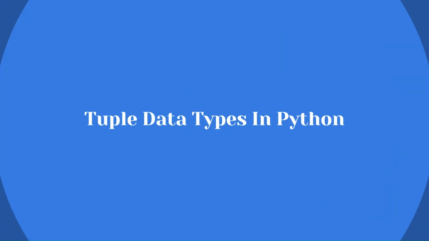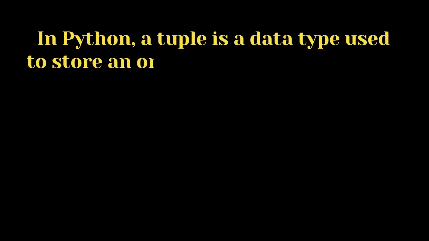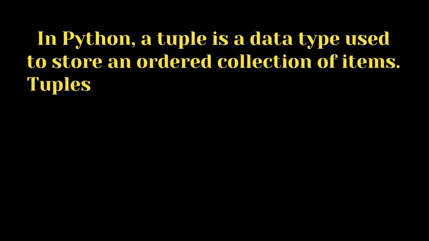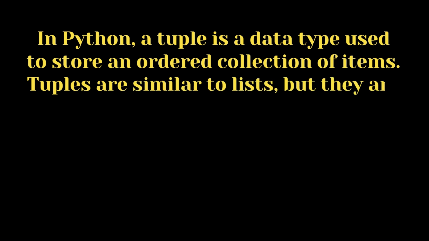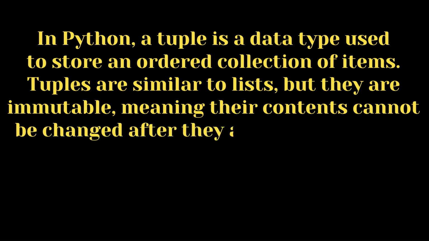iteration. Tuple data type in Python. In Python, a tuple is a data type used to store an ordered collection of items. Tuples are similar to lists, but they are immutable, meaning their contents cannot be changed after they are created.